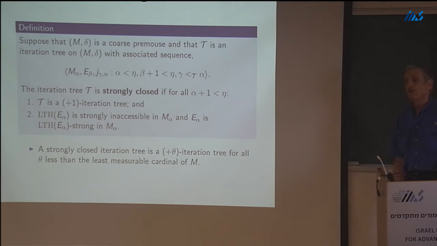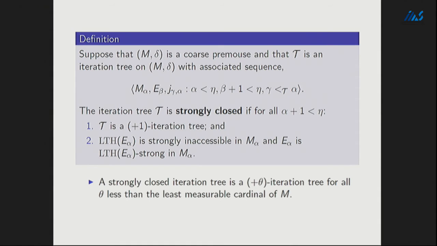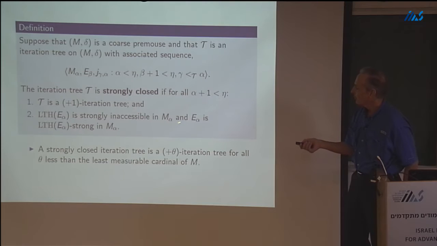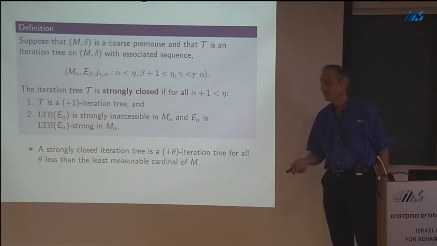All right, so now we're going to focus down on a very special class of trees, and these are called strongly closed. So a tree is strongly closed if it's a +1 iteration tree, and in every model, every extender in the tree E alpha, its length is strongly inaccessible in the model where it's chosen from, and it's strong to its length. So these are very nice extenders.